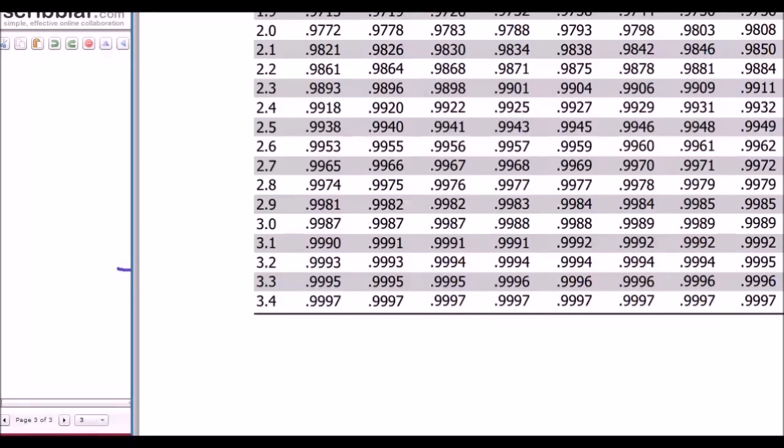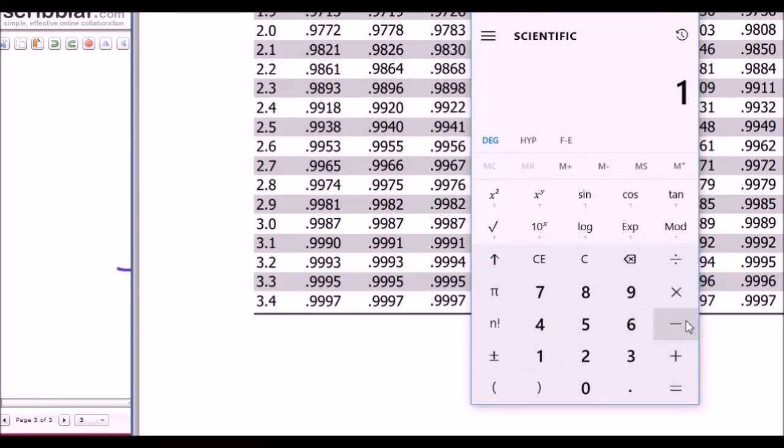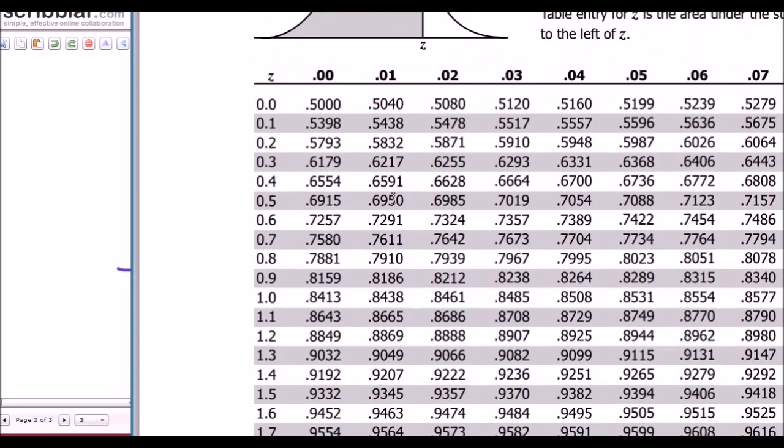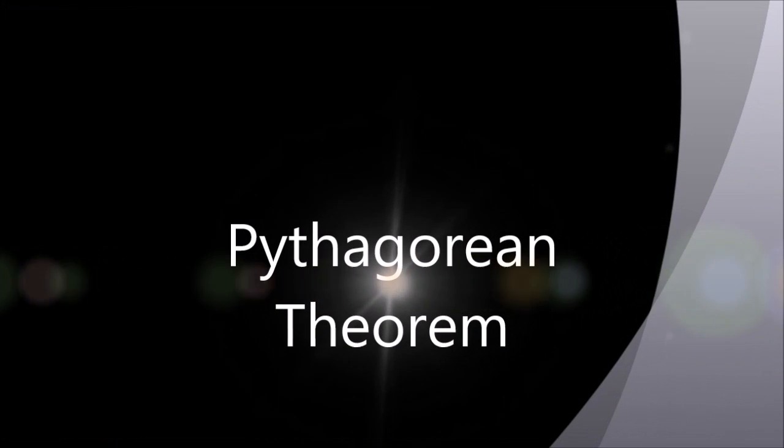0.9987. Yeah, it doesn't look the same, but if we do this, ready? 1 minus 0.9987, and there it is. So the area above that is the same. So it's very symmetrical. This is a very symmetrical type curve. Standard normal curve is symmetrical. All right.